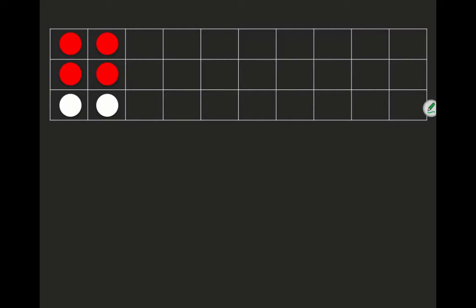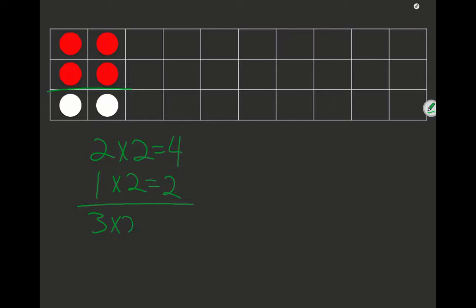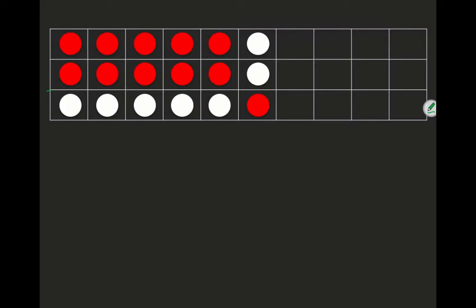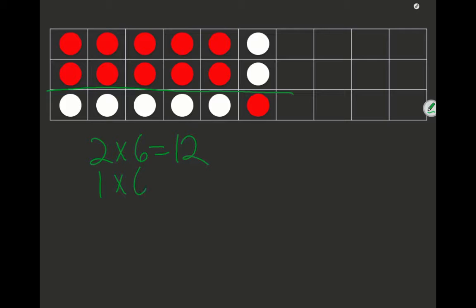In this example, the red array is 2 groups of 2, and the white array is 1 group of 2. We can combine these 2 subarrays to form an array of 3 rows of 2, and see that the cardinality of that array is 4 plus 2, or 6. Thus, we have shown that 3 times 2 equals 6. At this stage, we are concerned only with the concept of the distributive property and not with any of the formalities. We do, however, want to encourage students to write rows times columns.